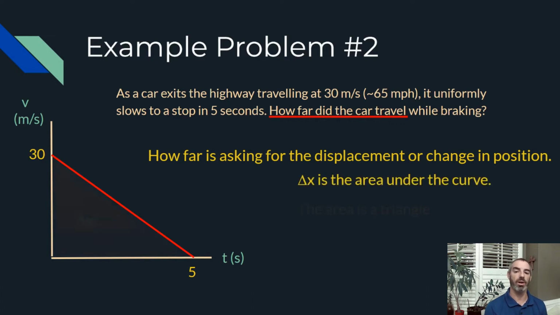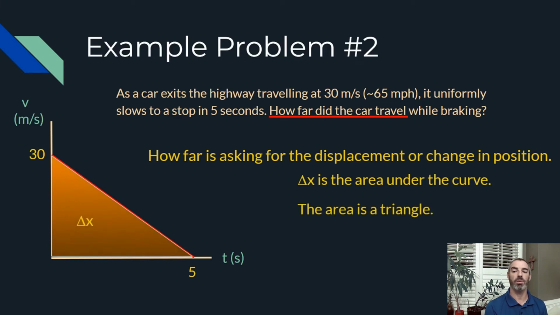So we have this triangle, and the area of a triangle is just 1/2 base times height, 1/2 of 30 times 5. We can see that the units cancel out here. The 30 times 5, the seconds cancel, leaving us with meters, which is the unit we have for position, and we get change in x is 75 meters.